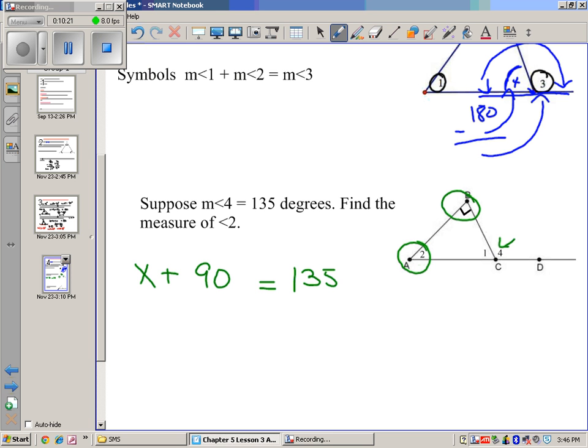Then we just solve for X. Once again, algebra we've done in chapter 2. To get rid of the 90, it's adding, so we do the opposite. We subtract 90 from both sides. So measurement angle 2 would equal 45 degrees. That's one way to do it.